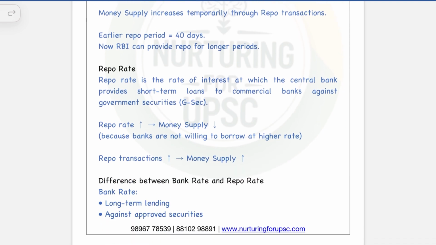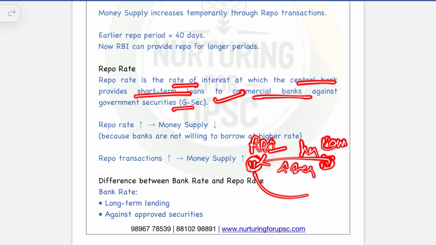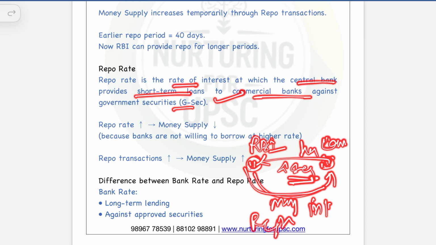So repo rate is the rate of interest at which central banks provide short-term loans to commercial banks against government securities. So if let's say there is this government bank, and then there is RBI, and then there is this commercial bank, and if they want to have a loan, then they would approach RBI giving G-secs as a mortgage, and then they will get money from it. And the interest rate on the loan received would be the repo rate, which is the most significant.